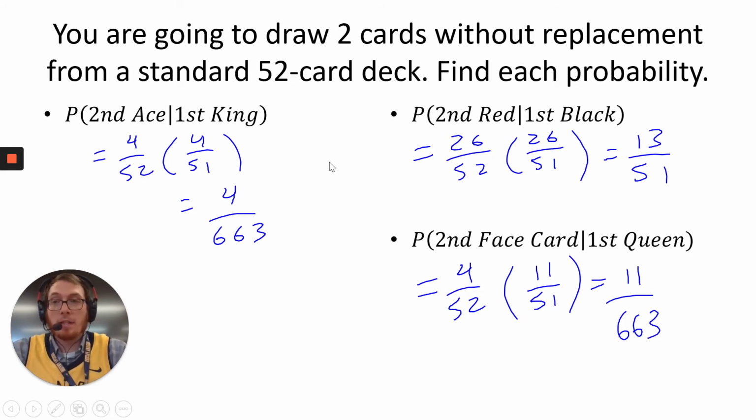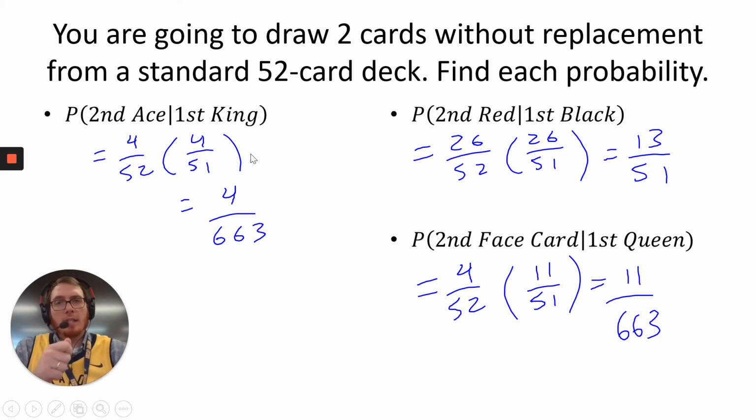Find the probability that the second is an ace given the first is a king. So when we're looking at this situation, what we want to find is the probability that the first one is a king, then the second one is an ace. So the first one being a king would be 4 out of 52. Now you could simplify that down to 1 out of 13. I'm going to leave them as 52 right now just so we can see where the numbers are coming from.